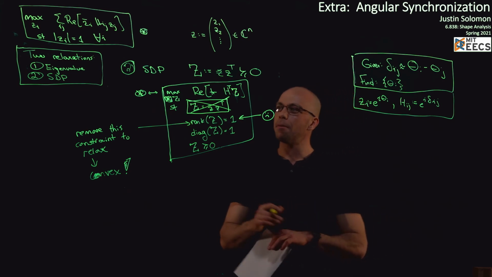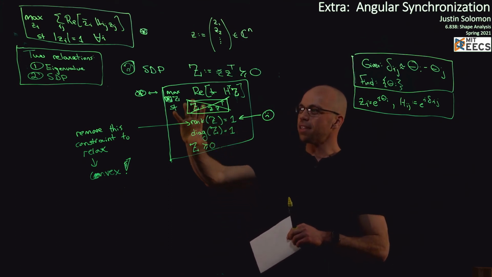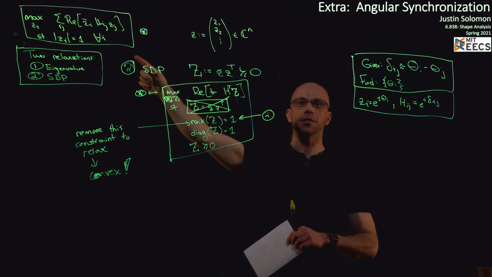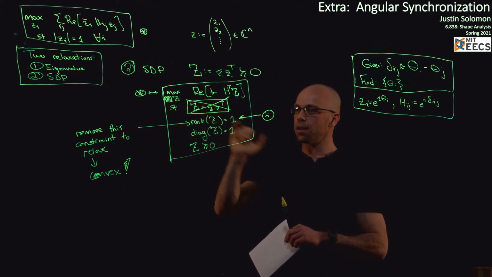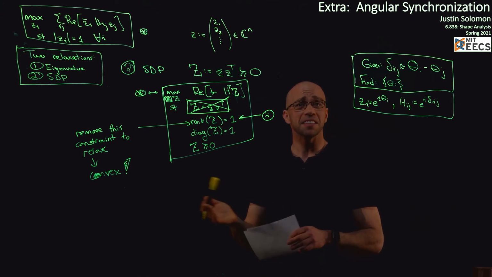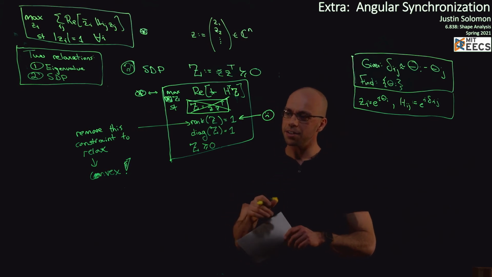But the basic point here is that we've massaged our problem. This thing with the rank 1 constraint is equivalent to our original angular synchronization problem. And just by dropping this one rank constraint, we now have something convex, so we can actually extract the global optimum. And it turns out this is a stronger relaxation than the eigenvalue one.